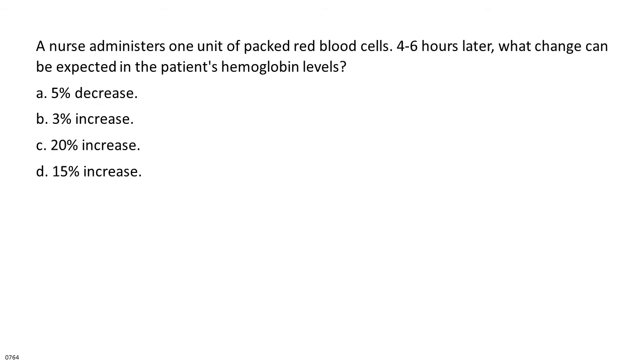A nurse administers 1 unit of packed red blood cells. 4 to 6 hours later, what change can be expected in the patient's hemoglobin levels? A. 5% decrease. B. 3% increase. C. 20% increase. D. 15% increase.